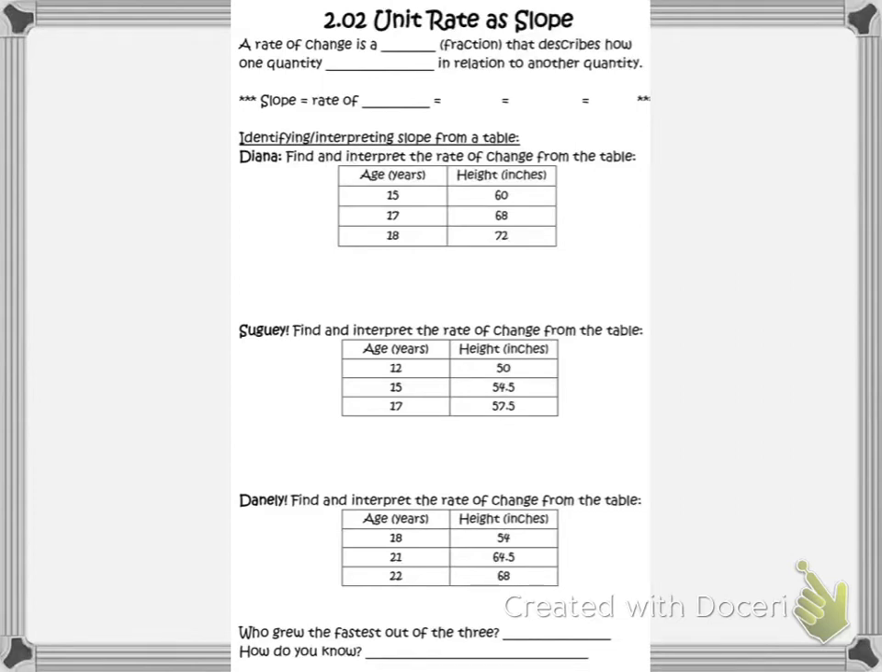2.02. This is unit rate as slope. Now slope is something you might have heard of when you were learning Algebra in 7th or 8th grade, but today we're going to look at slope as a unit rate.